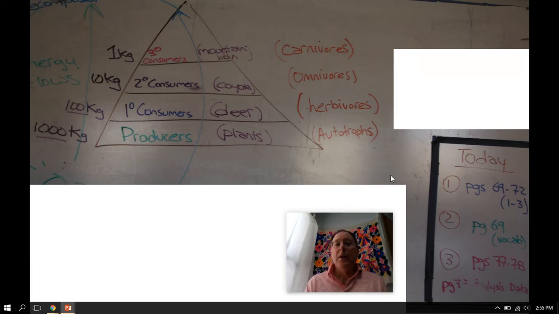At the very top, you get something like a mountain lion that would then come in and eat a coyote. And you can see in red there I've written carnivores. These are organisms that are true meat eaters. They do not eat plants at all. And I've written up there 1 kilogram. These are the tertiary, or three with a little zero next to it, consumers. Make sure that you draw that on your pyramid.